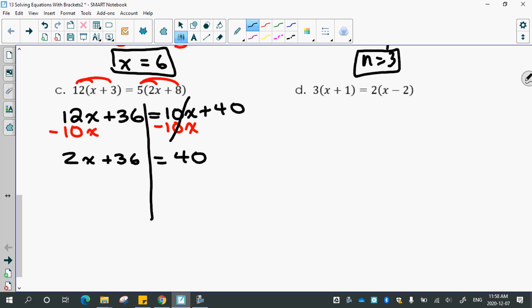Okay? So now I've made my equation to where the variable is only in one spot, so now I can start solving it. I haven't started solving it until then. Now I use reverse BEDMAS. So I'm going to subtract 36 on both sides to create a zero pair. Still got 2x on this side, 4 on the right side. I want to undo multiply by 2 by dividing by 2.